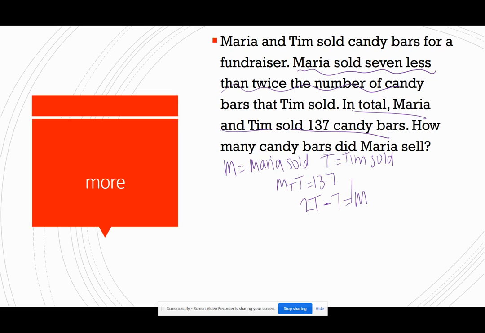All right. So we have two variables. We only want one variable. So instead of having 2t minus 7 equaling m, we can plug this in for m. So we're going to have 2t minus 7 plus t equals 137. So 3t minus 7 equals 137. Add our 7, 3t equals 144. So let's see, our t is 48.